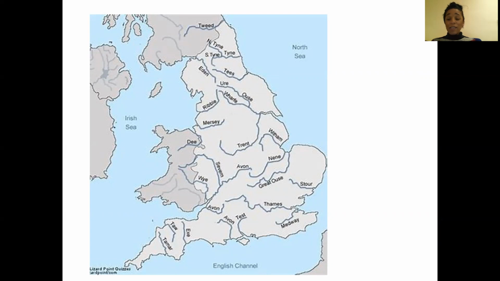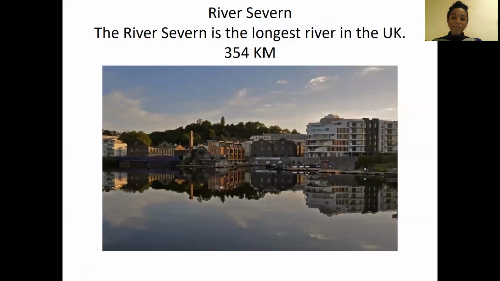Now, what we're going to do now is I'm going to give you some information about the major rivers in the United Kingdom. And what I'm going to ask you to do is to write notes. So be ready. River Severn. Now, the River Severn, we've already discovered, is the longest river in the United Kingdom. But how long is it? Let's read the number together after three. 1, 2, 3. 354 kilometres. So what I'd like you to do now is to write River Severn and write down how long it is.